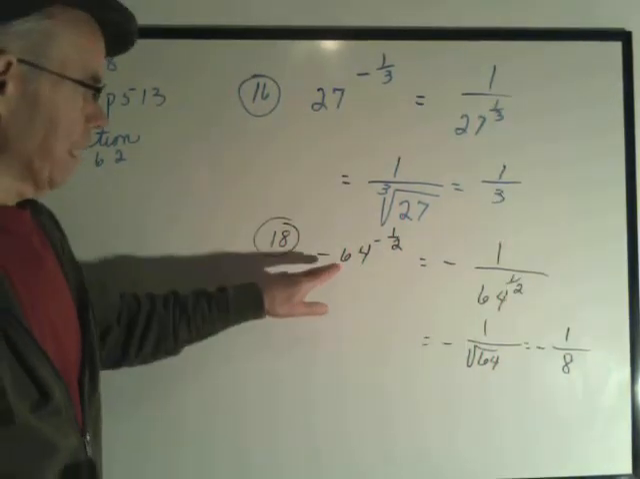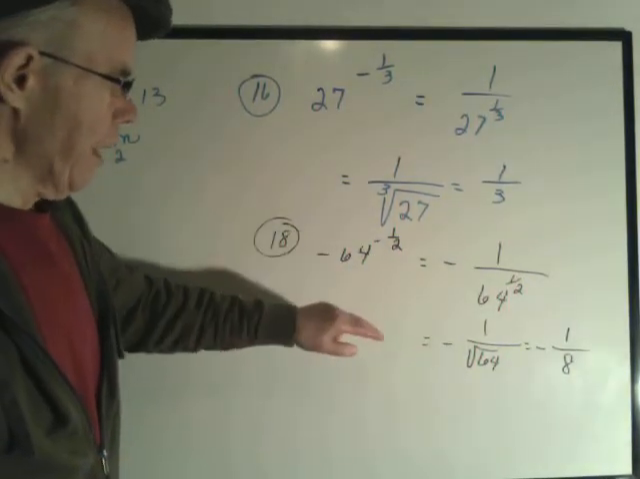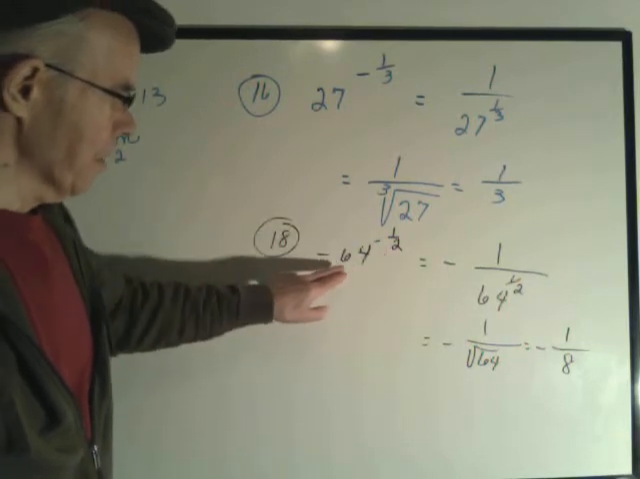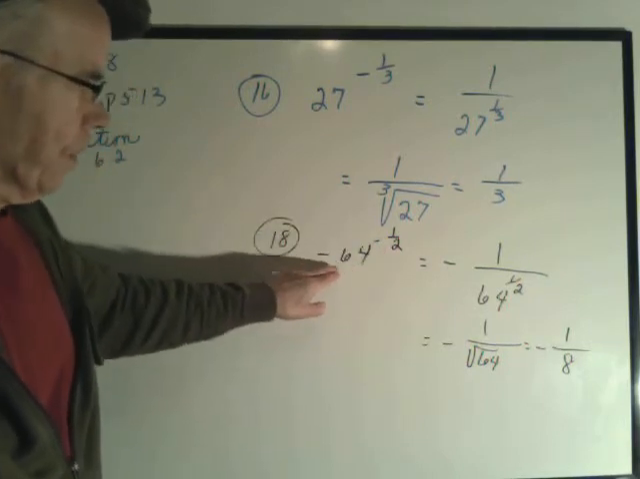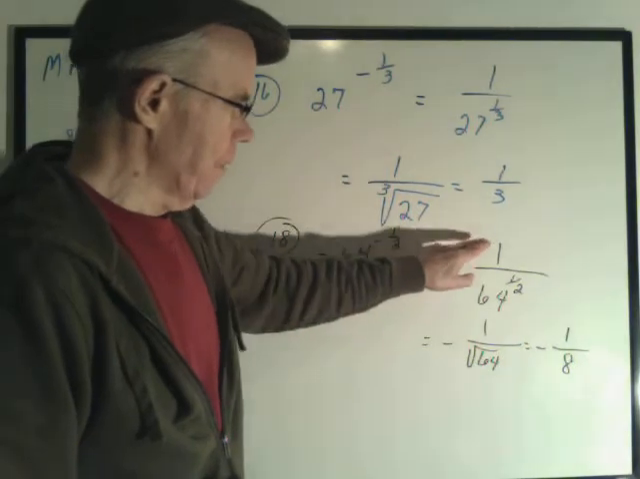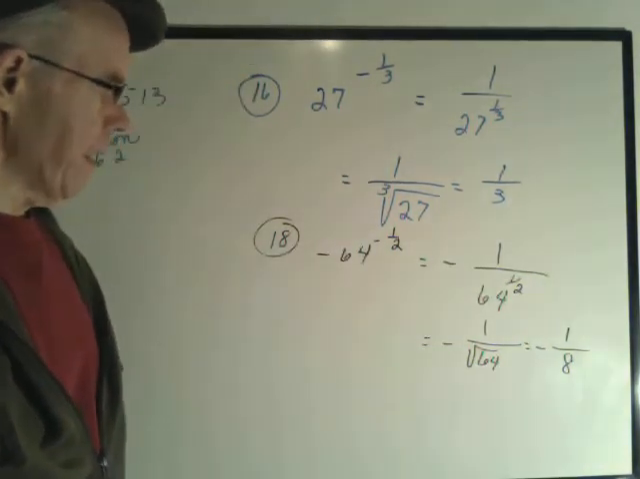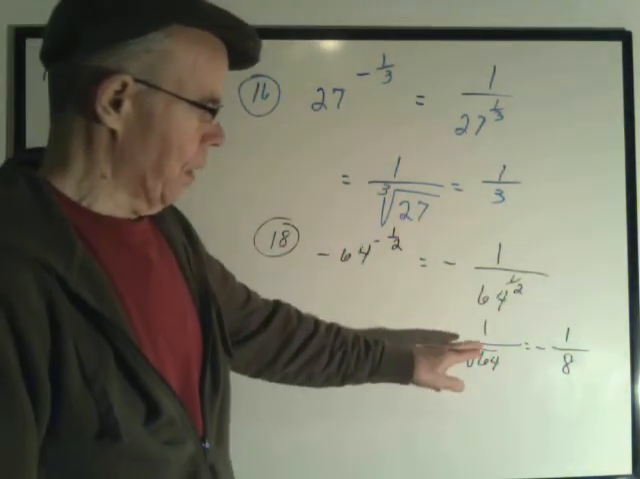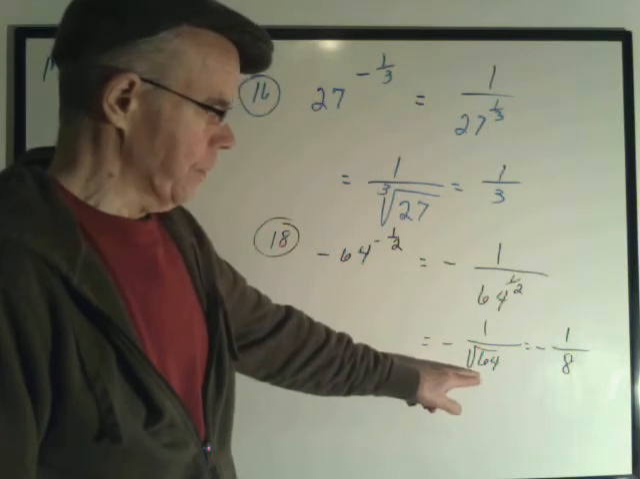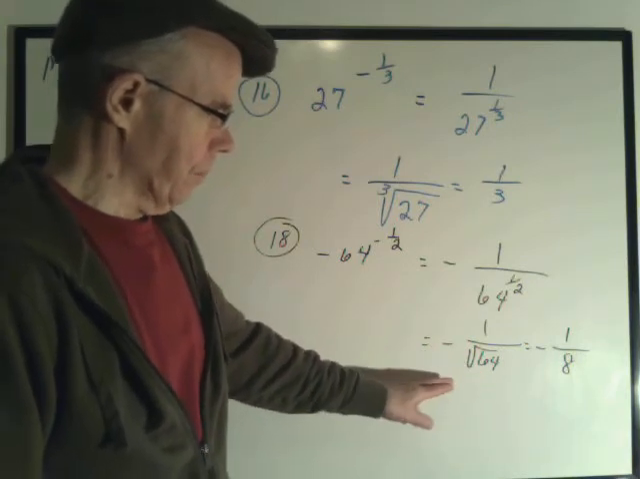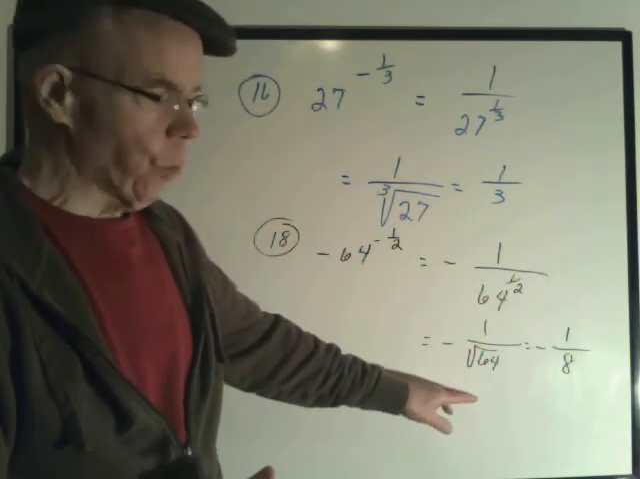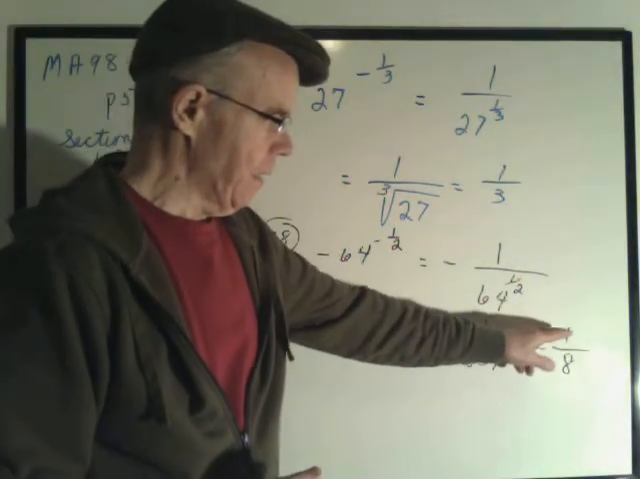All right, so negative 64 to the negative 1/2. The exponent does not apply to the negative sign. So it's negative 1 over 64 to the 1/2. That means 1 over the square root of 64 with the negative sign in front of it. The square root of 64 is 8, so it's negative 1/8.